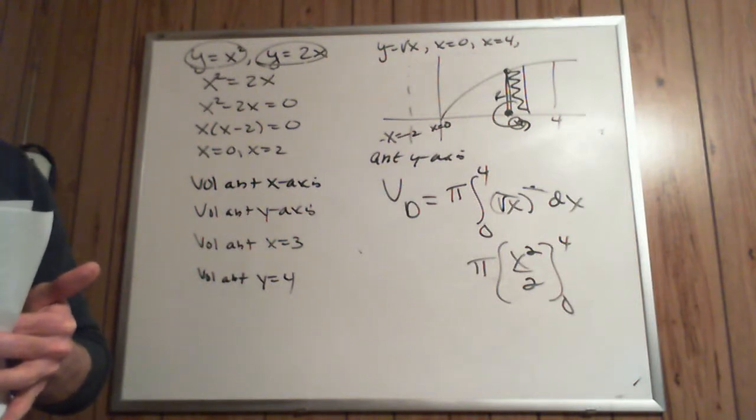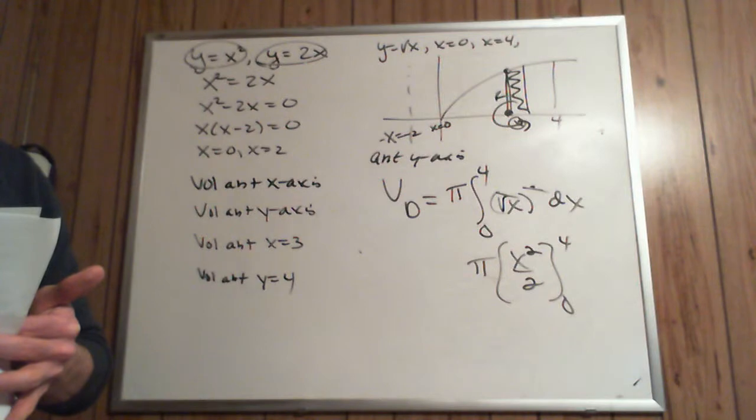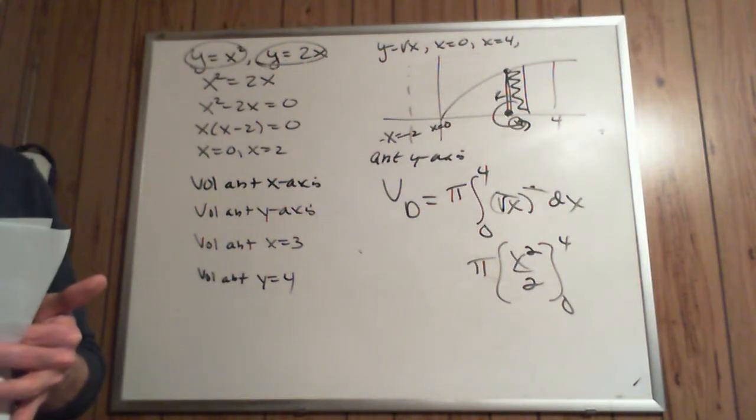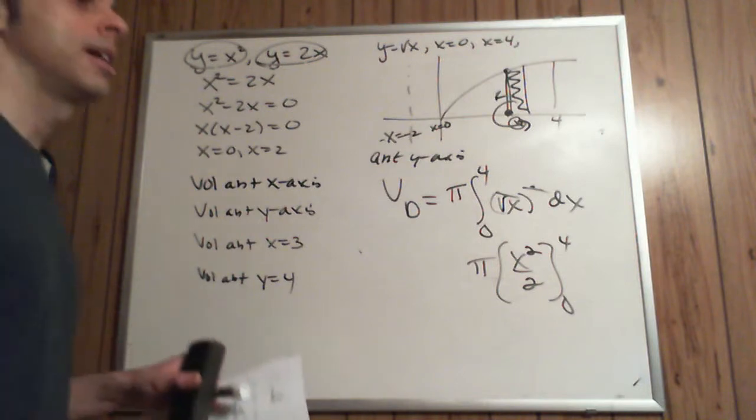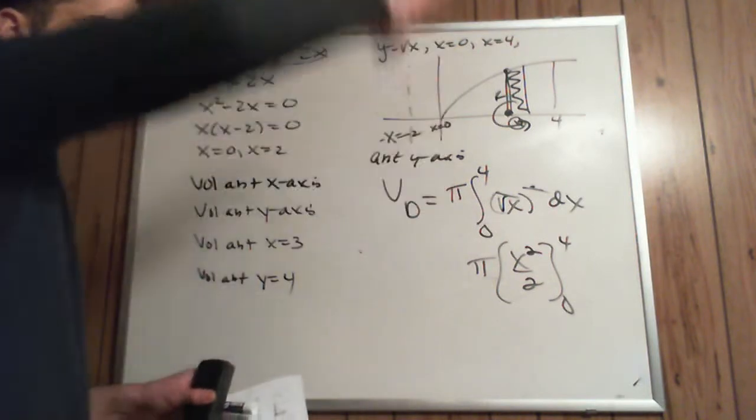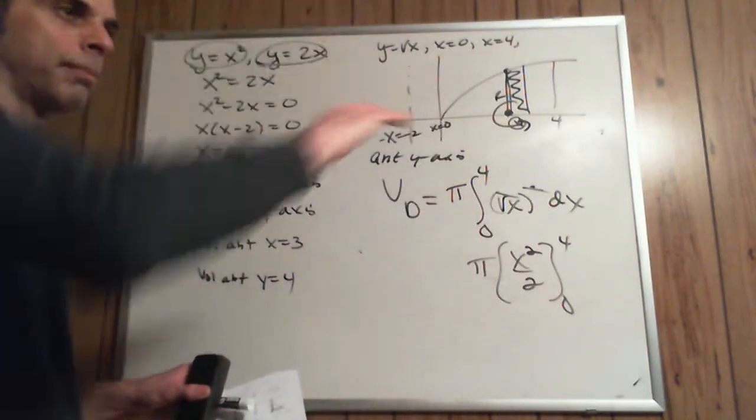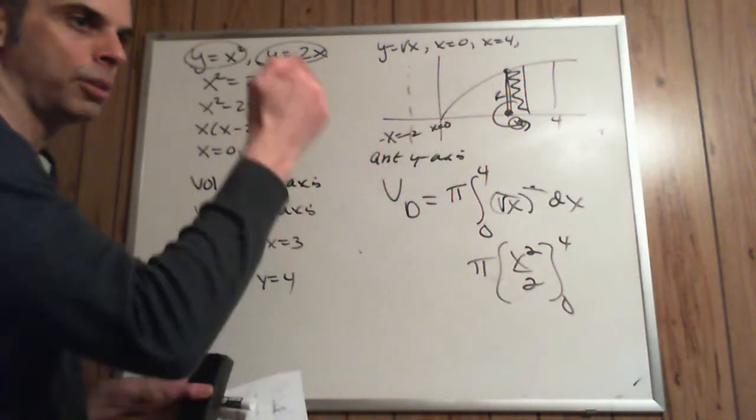Volume by shell is two things: distance to the axis of rotation multiplied by the height of the rectangle. And always keep in mind that vertical distance is always top minus bottom, and horizontal distance is always right minus left.